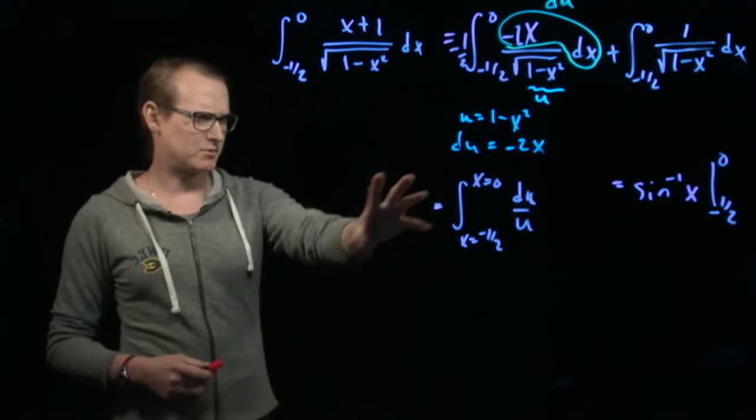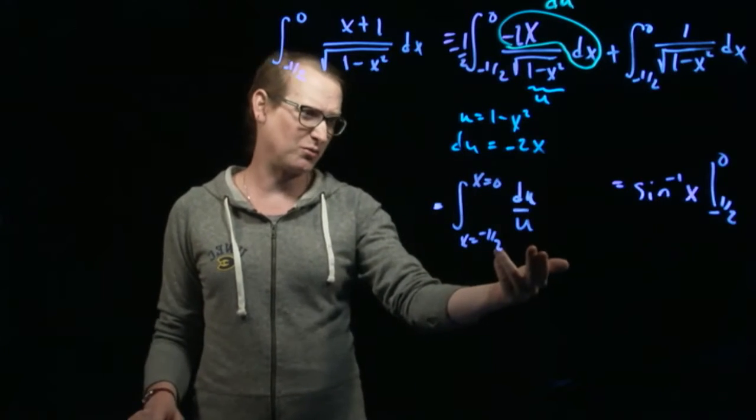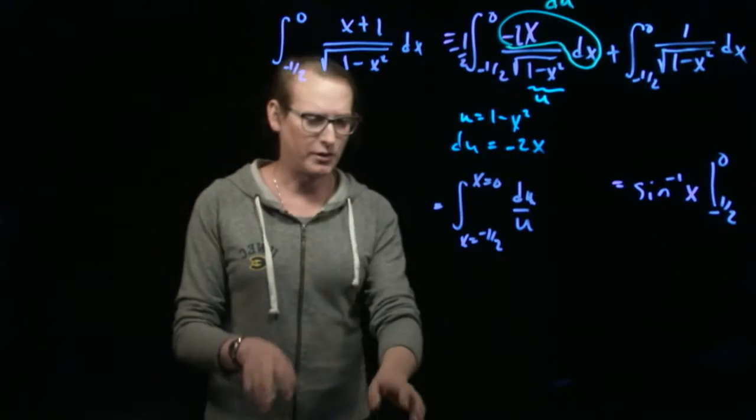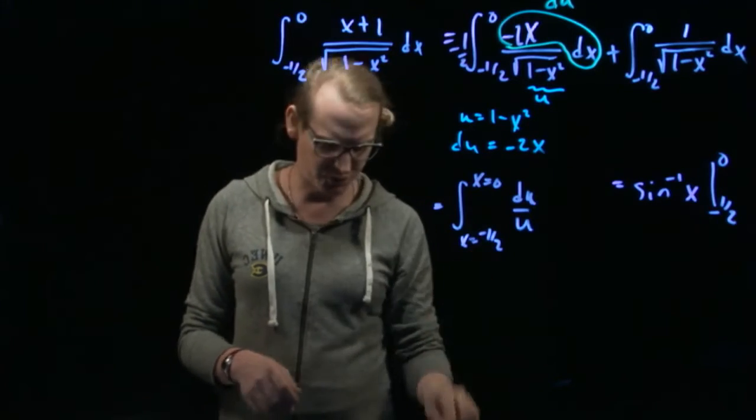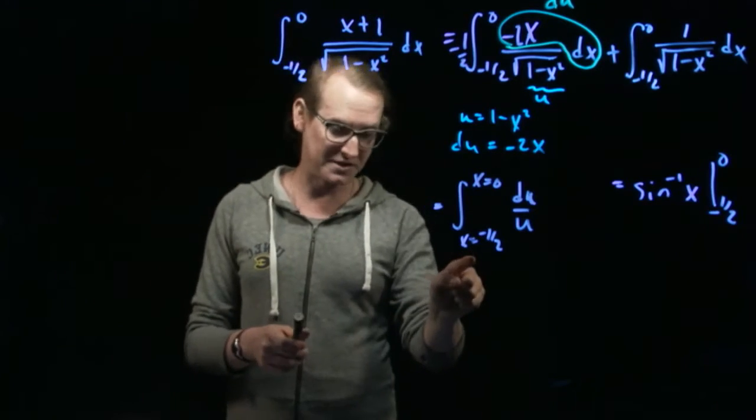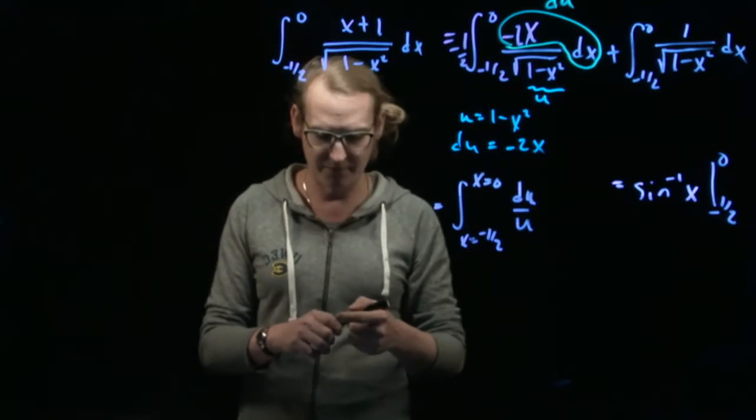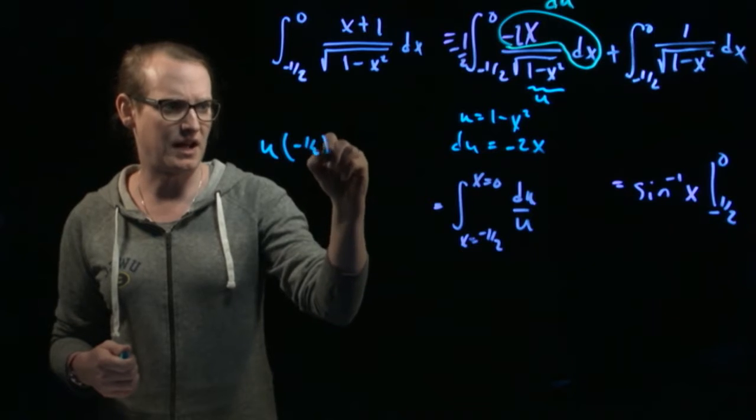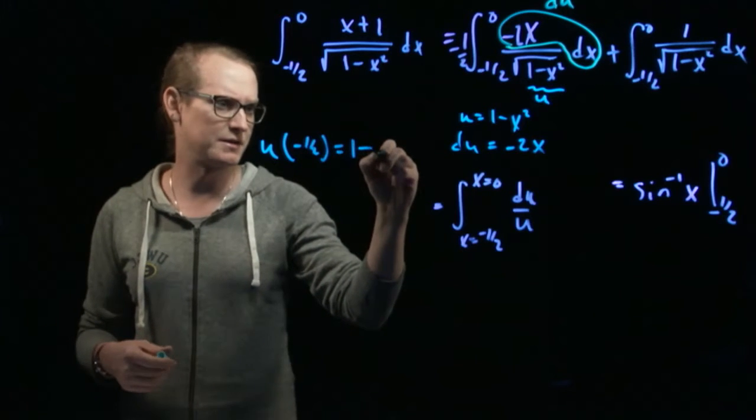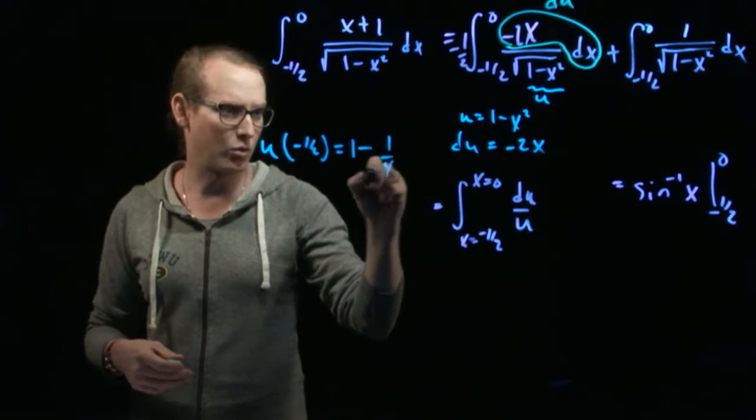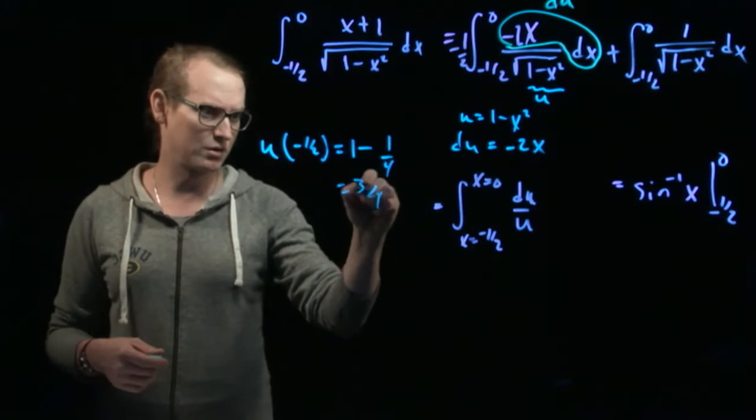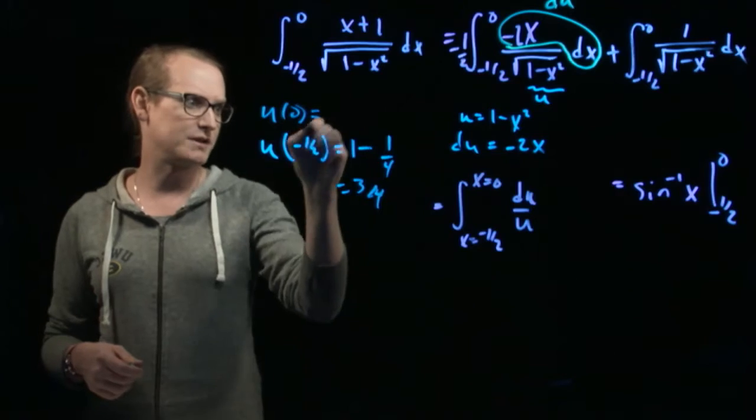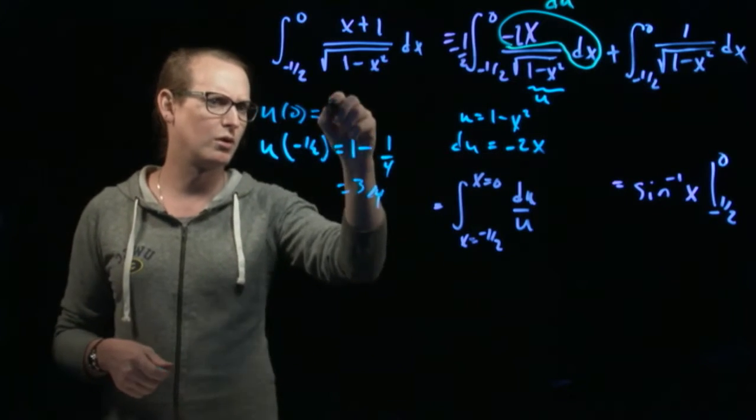Let's massage this piece right here. I could either substitute after doing the integration back into x world, or I could transform my bounds of integration, which is exactly what I'm going to do. So I'm going to replace this with u of -1/2. Do a little side work and then we'll erase it over here. u of -1/2 is equal to 1 minus a quarter, which is equal to 3/4. And u of 0 is equal to 1.